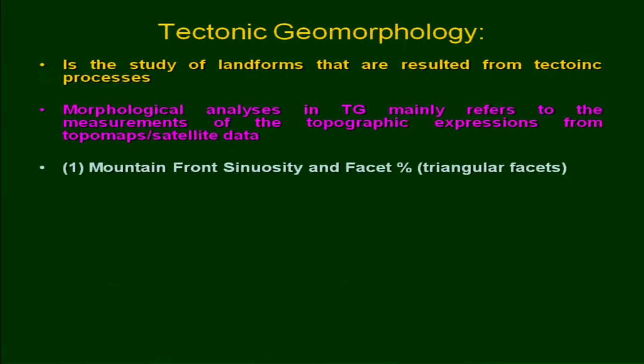Morphological analysis in tectonic geomorphology can mainly be done by measurements using topographic signatures from topographic maps, and here we are talking about very high resolution topographic maps, for example 1:10,000, 1:5,000 or 1:25,000. What you can measure from the satellite data or topo maps is mainly the mountain front sinuosity or facets, which we can also term triangular facets. These are the tectonic geomorphic features we are going to discuss.